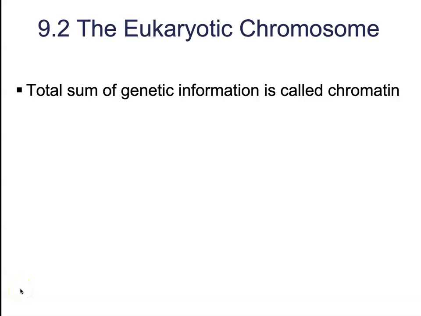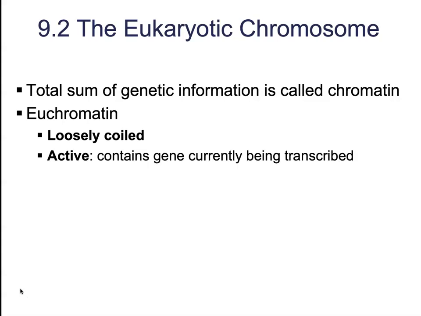So we sort of mentioned the process of the cell cycle, but what we really want to get into next is the actual structure of the eukaryotic chromosome. All genetic material is called chromatin inside of the nucleus. But chromatin can take on two different forms. In its loosely coiled form, it's known as euchromatin.